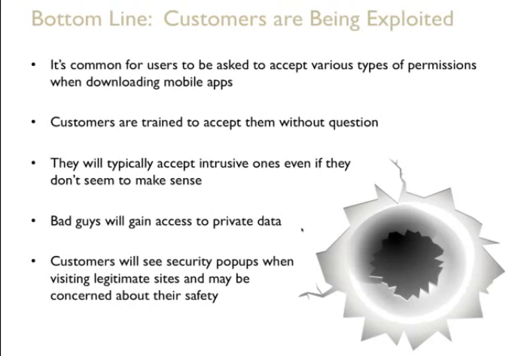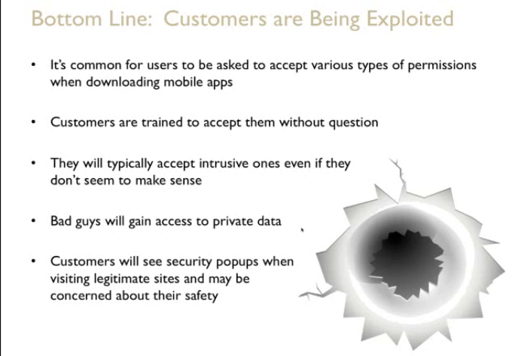So the bottom line here is that your customers are being exploited. It's quite common for users to be asked to accept a wide variety of permissions when downloading mobile apps. For example, if you download a mobile app, even a legitimate one, it will ask for a lot of permissions. Maybe to be able to post to your Facebook feed, post for you on Twitter, access your friends, and so forth. And customers have generally been trained to accept these permissions without question. They don't really understand all of the implications of what that means.